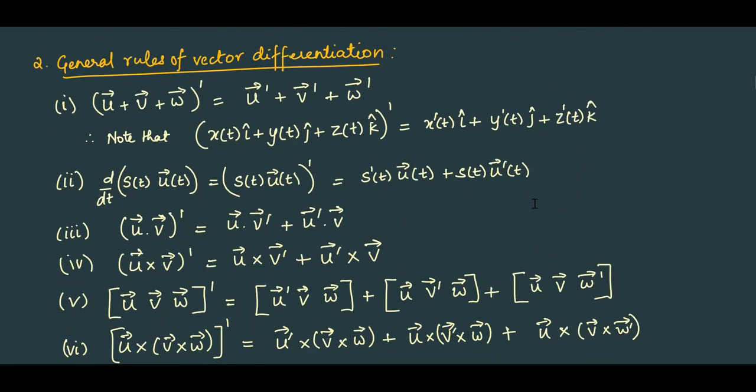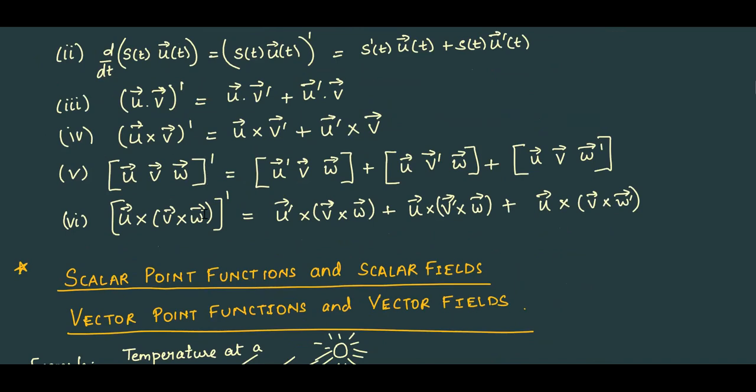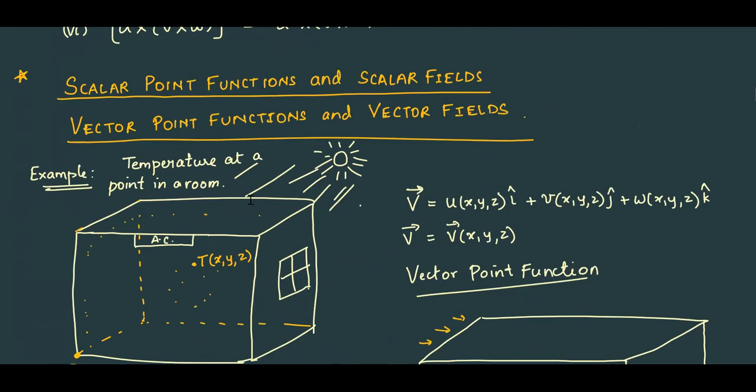Then we discussed the general rules of differentiation. The UV rule applied on a scalar and vector product, that is, a scalar function and vector function product. The UV rule applied on the dot product of two vectors, the UV rule applied on the cross product of two vectors, then the UV rule applied on the box product or the scalar triple product of vectors, and the vector triple product of vectors. So this we discussed.